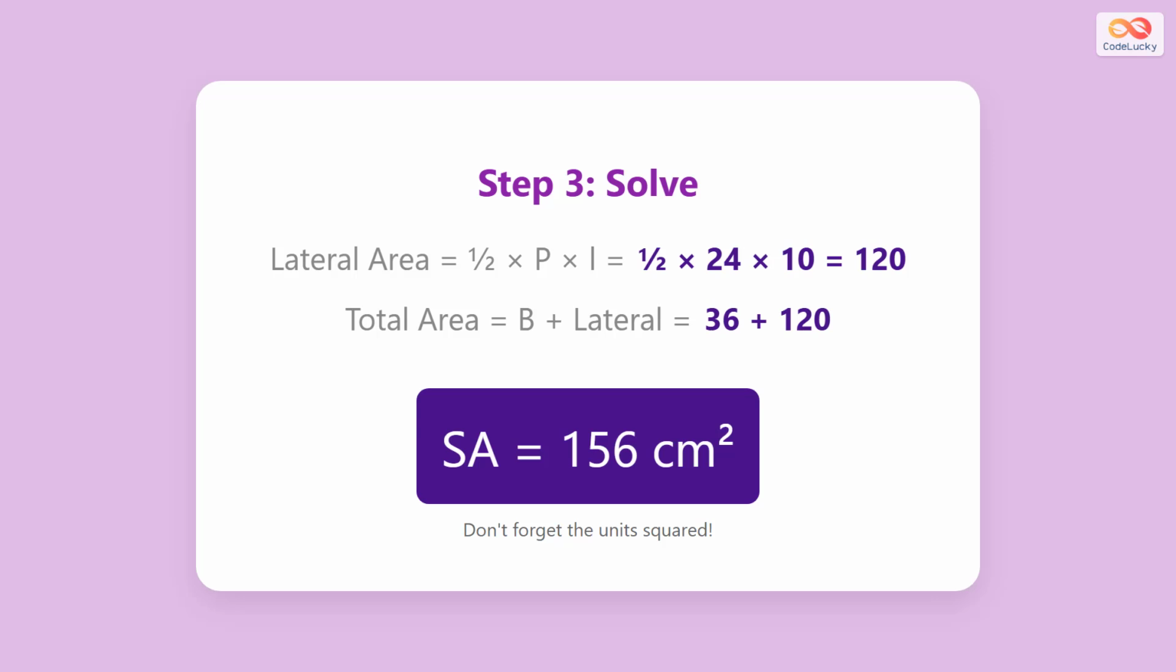Now, step 3. We calculate the lateral area using 1/2 times 24 times 10, which equals 120. Finally, add the base area of 36 to get a total surface area of 156 square centimeters.